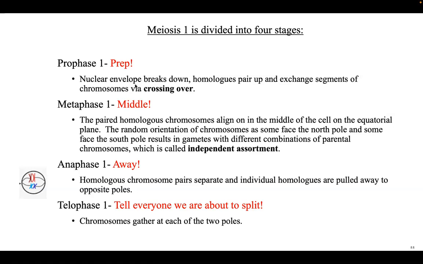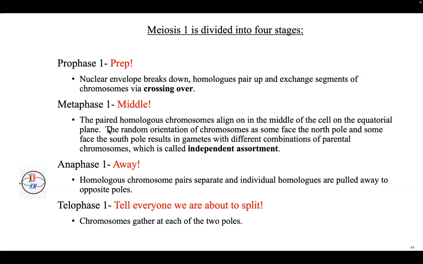So that process of providing genetic variability is called independent assortment. When you think independent assortment, think it is in metaphase, and it's just about the orientation that the chromosomes land in when they get to that middle of the cell.